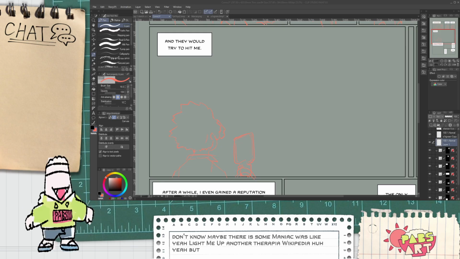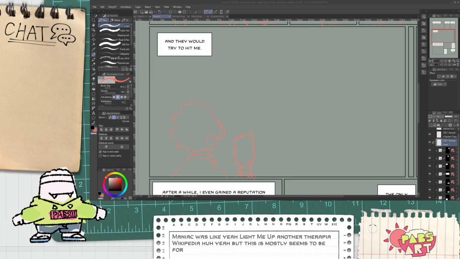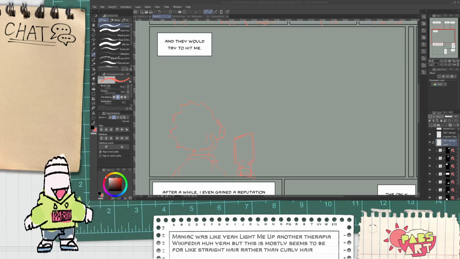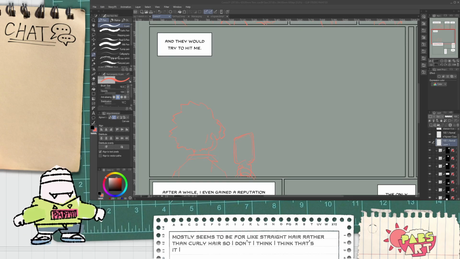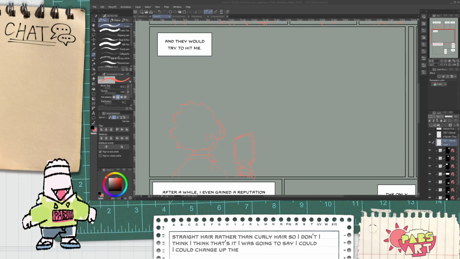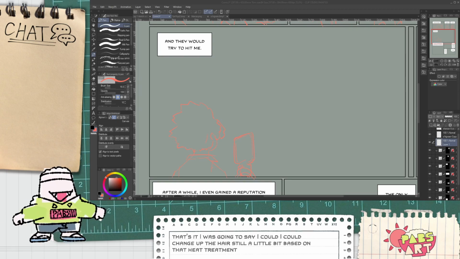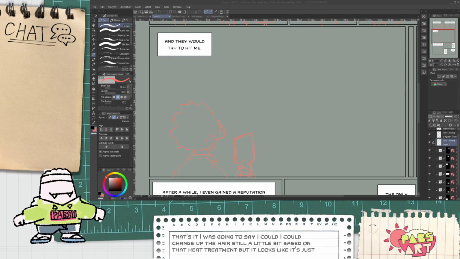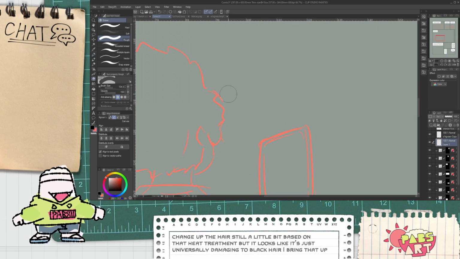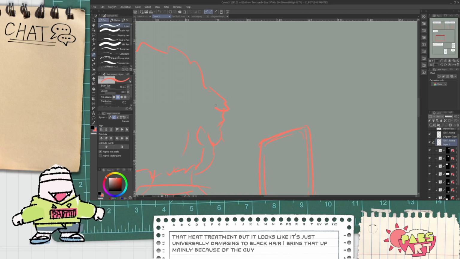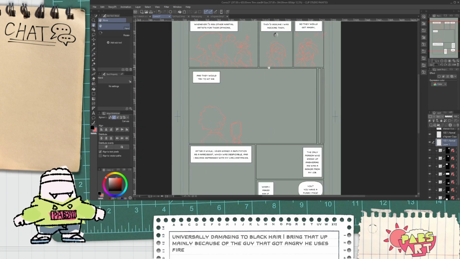Yeah, no, but this mostly seems to be for straight hair rather than curly hair. So I think that's out. I was gonna say I could change up the hairstyle a little bit based on that heat treatment, but it looks like it's just universally damaging to black hair. I bring that up mainly because the guy that got angry uses fire as the basis for his fighting style.